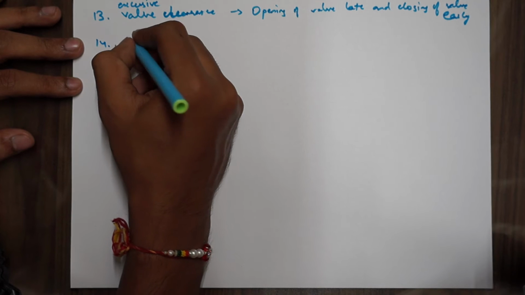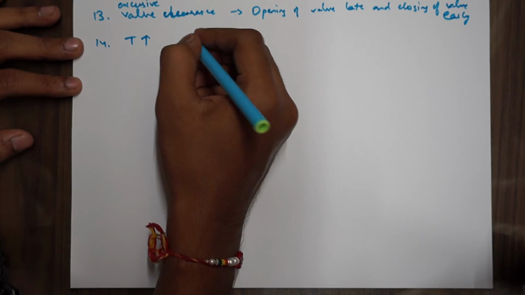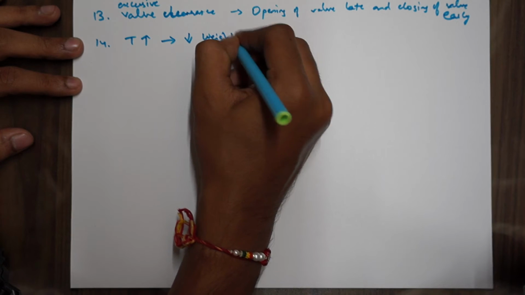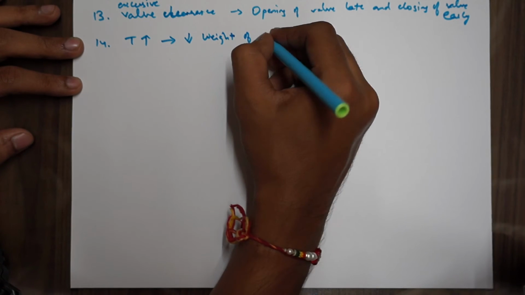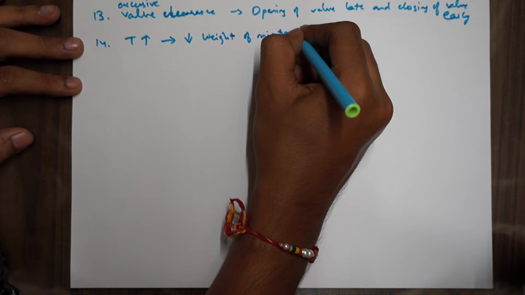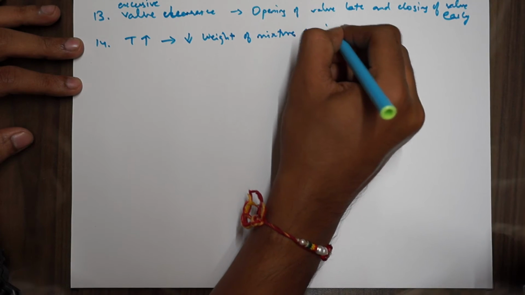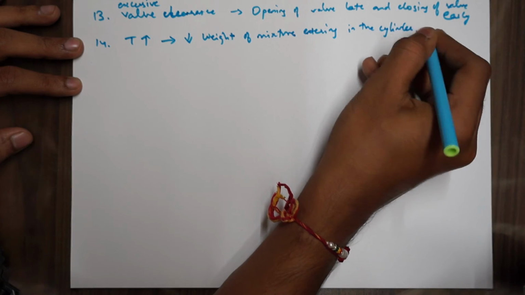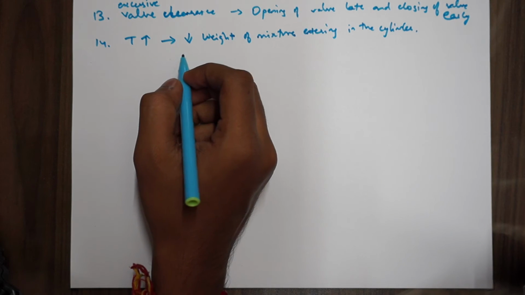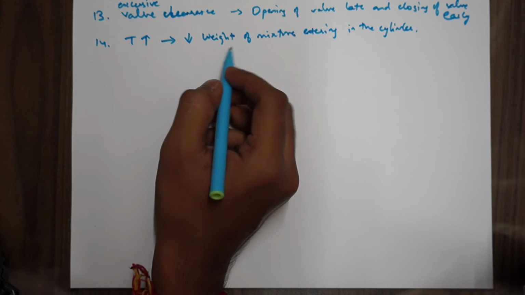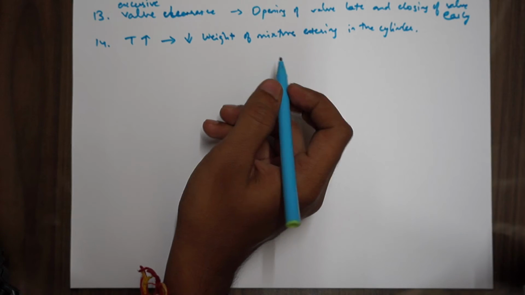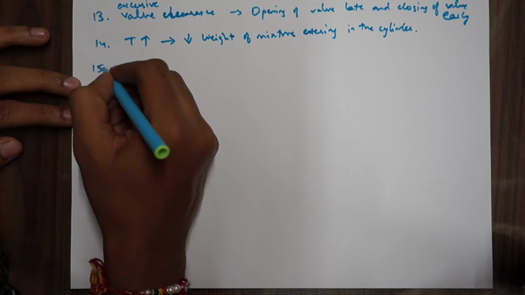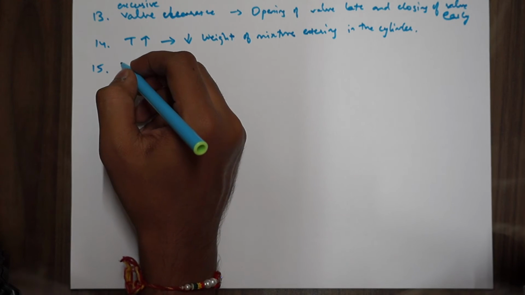14th, if your temperature is increasing, this will decrease the weight of the mixture entering the cylinder. Why? Because if your temperature is increasing, your volume will increase, and if the volume of the mixture is increasing, the weight will of course come down, so there will be less. That's why at higher temperatures the engines are not efficient.